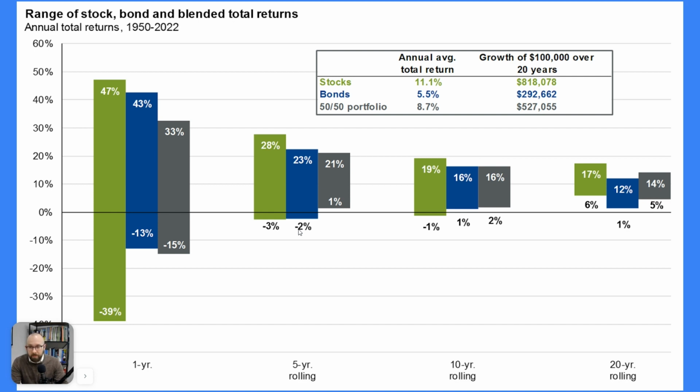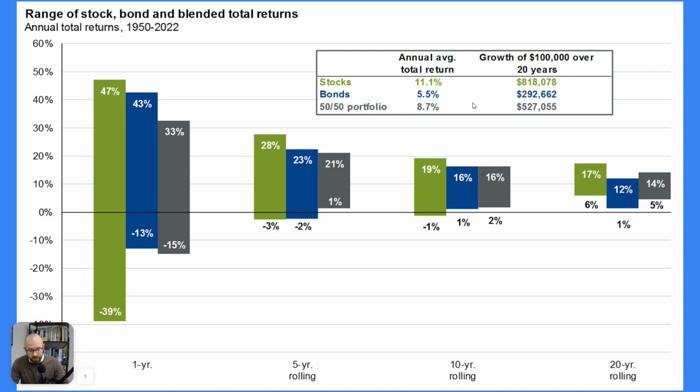At 20 years, stocks are the best thing in town. The worst 20-year average annual rolling return is going to be 6%, whereas the best rolling average returns are 17%. So that's where you want to be in equities, to have that average annual return of 11% over that time frame. You want to make sure you're investing because you're just not going to get that in cash.